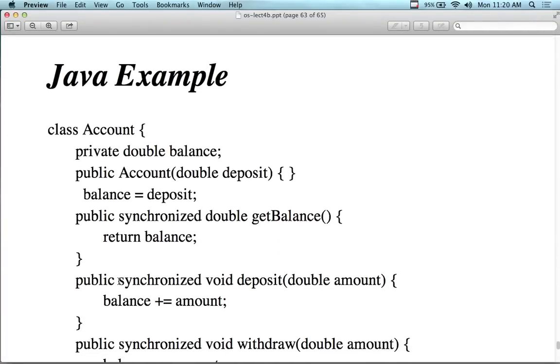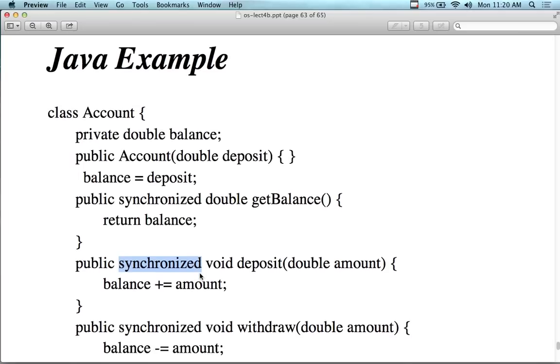Here's our Java example. We put the word synchronized here: public synchronized void deposit. This is the banker's algorithm, deposit and withdrawal. It could also represent the readers and writers scenario as well, where we have an account balance, and then we have an account that gets created. This is the object that gets created. And then we have a synchronized double getBalance, because we only want to get the balance one time.